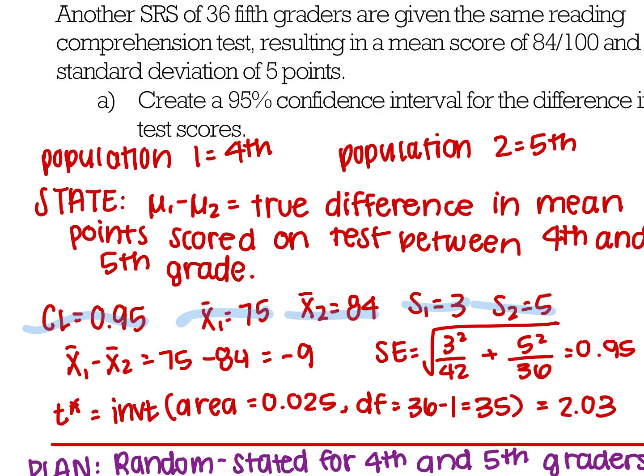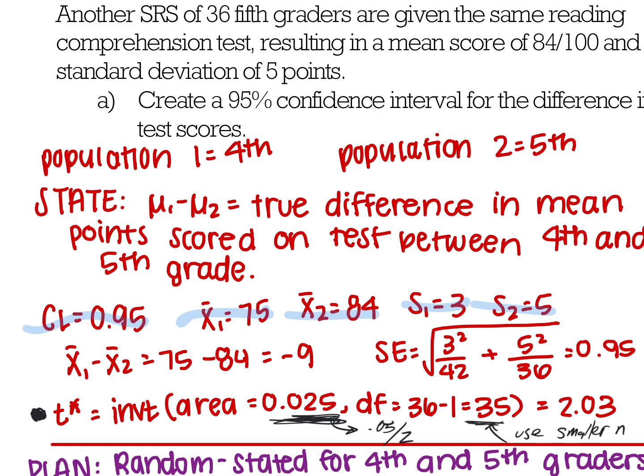Now, we also went ahead and found the t star. Make sure you use that inverse t to look this up. Now, notice this area is half of the 5%, so 0.05 divided by 2, because our values are split between the two sides or the two tails of the distribution. And my degrees of freedom is going to be 35, which is 36 fifth graders minus 1. So always based on the smaller n value.